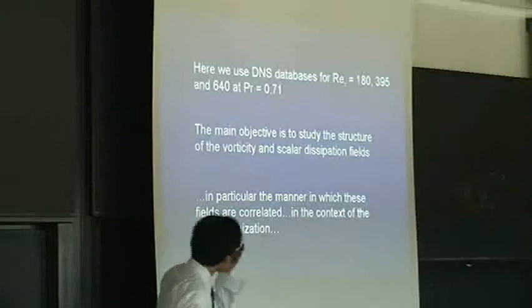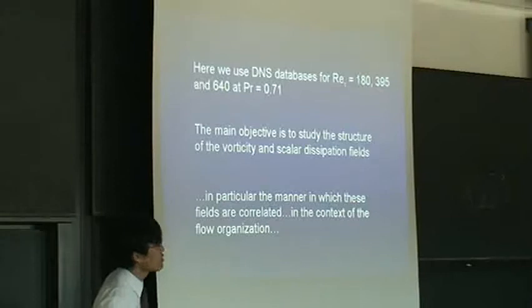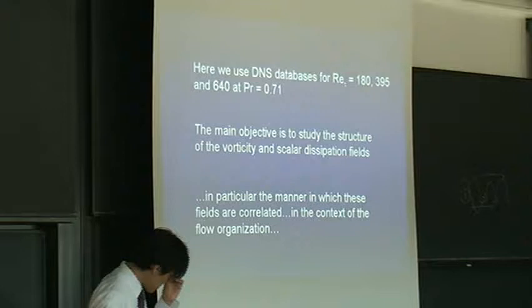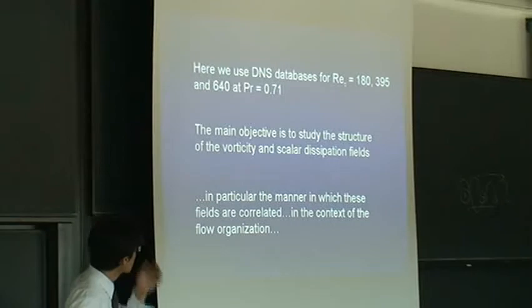In the present study, we used our DNS databases for three friction Reynolds numbers: 180, 395, and 640. The molecular Prandtl number is set to 0.71. The main objective is to study the structure of the velocity and scalar dissipation fields. In particular, we try to quantify the correlation between these fields.